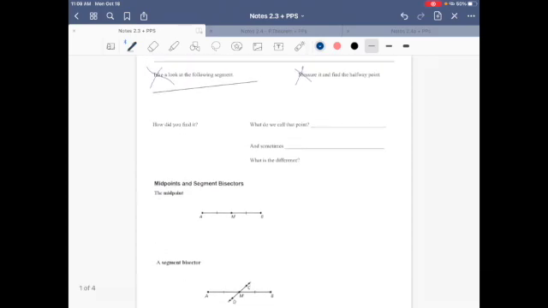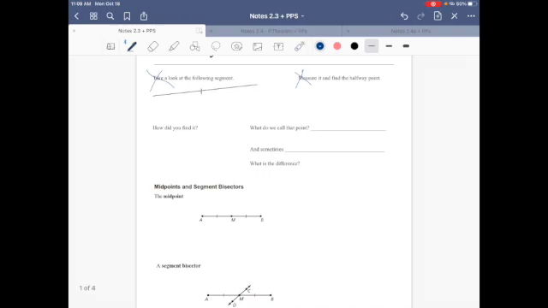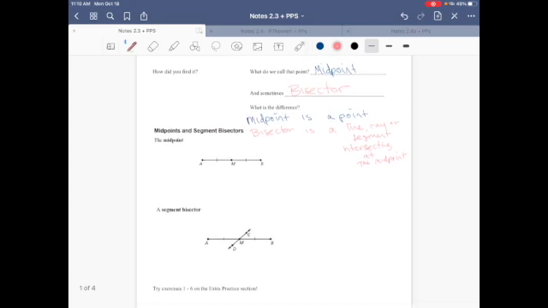But what we are generally talking about is the midpoint, the spot right in the center of a segment. Sometimes we call it a bisector. And the difference is the midpoint is a point, and a bisector is a line, ray, or segment intersecting at the midpoint, right? So you'll see the difference here.